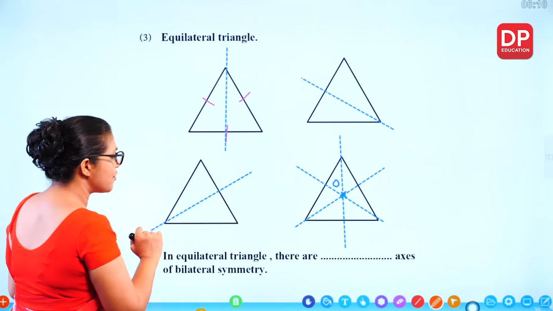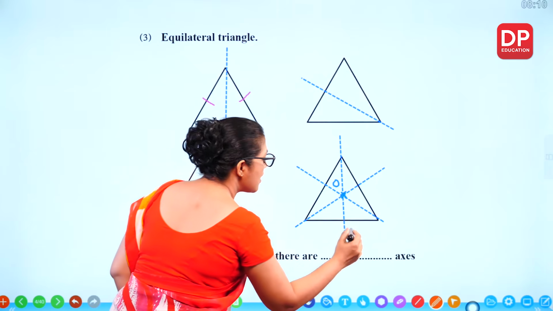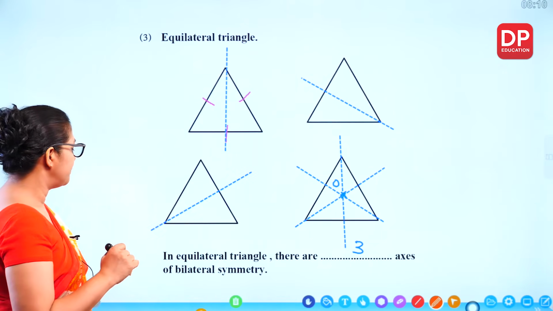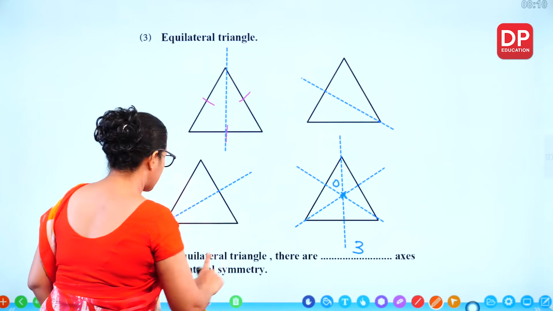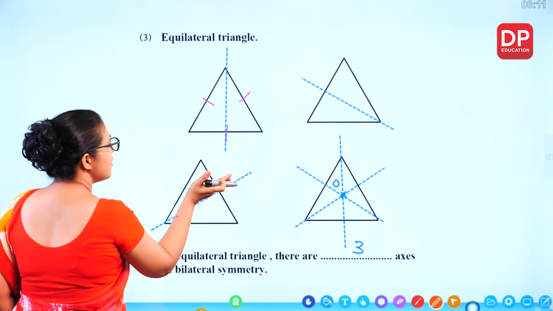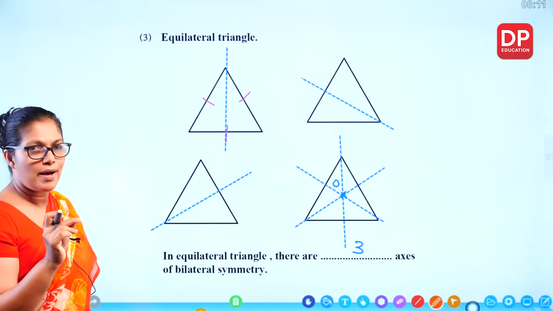So in an equilateral triangle, how many axes of symmetry? You get three axes of symmetry. So three axes of bilateral symmetry, because we are dividing the figure into two equal parts.